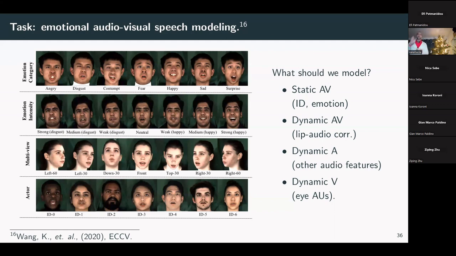So for instance, just to give a concrete example, you have the action units, right, on the video side. And these are, of course, not correlated to the audio, right? So these have to be modeled only on the video side, right? It happens the same with the audio. Some speech production related features are not correlated to the lips, right? So they shouldn't be in the second bullet point, but they should have a variable on their own.